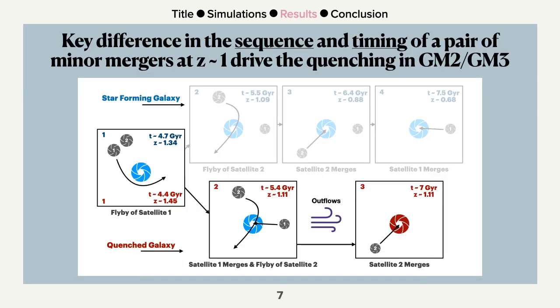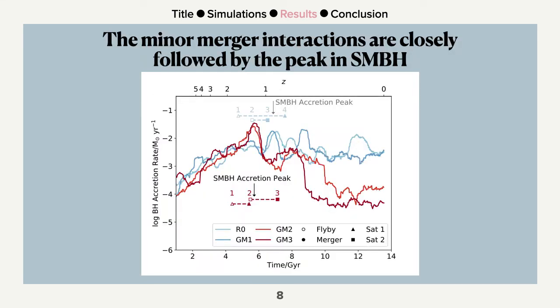well. Here is a diagram to show this interaction in more detail, and I'm focusing on the interaction in the quenched case. The combination of satellite 1's merger and satellite 2's flyby, shown here at the center, are key in explaining why we see such a significant outflow and subsequently why these galaxies quench. First, satellite 1's merger, noted by the solid red triangle, provides fuel to the supermassive black hole, resulting in a peak of supermassive black hole accretion within just a few hundred megayears.